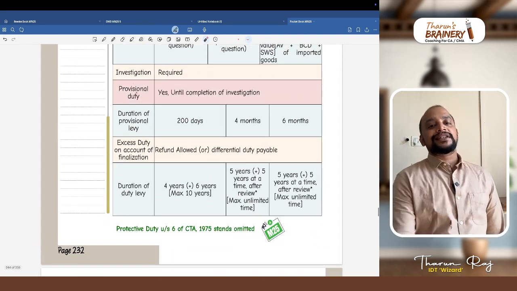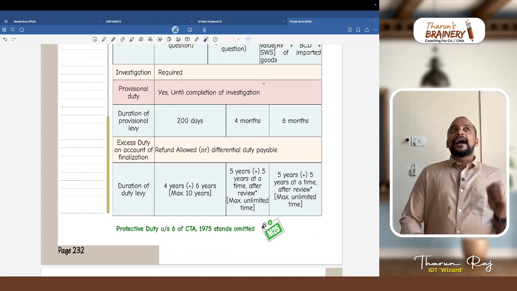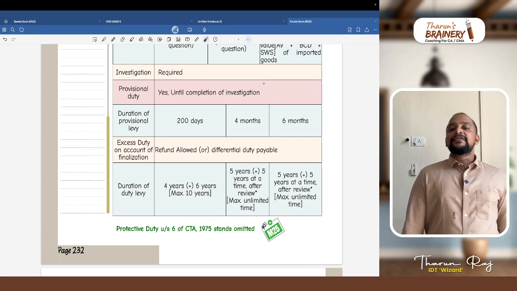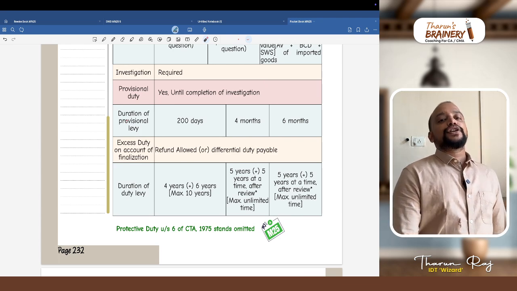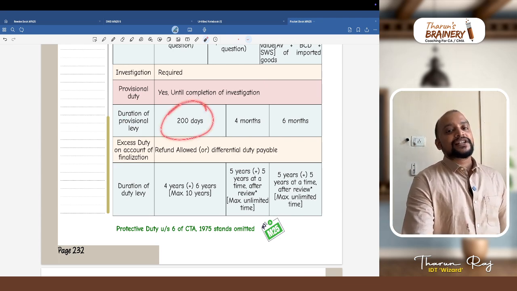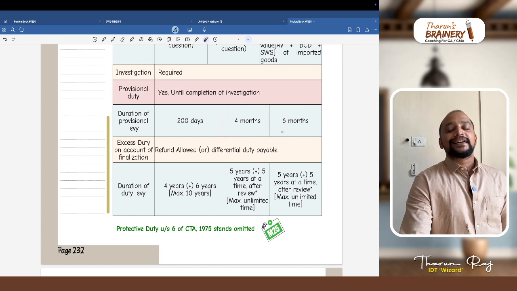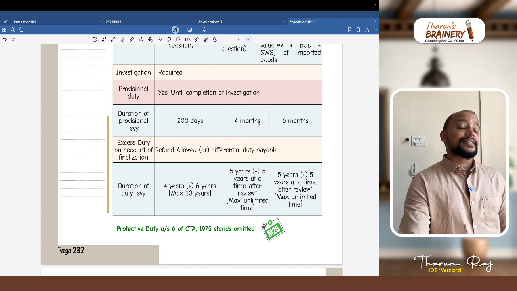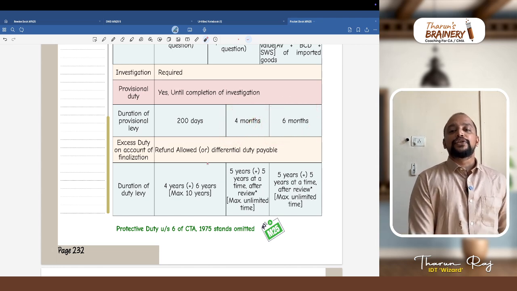In all these three cases, investigation is required. Until completion of investigation, they will levy provisional duty. And what is the duration of provisional duty? In case of safeguard duty, 200 days, anti-subsidy duty 4 months, anti-dumping duty 6 months.